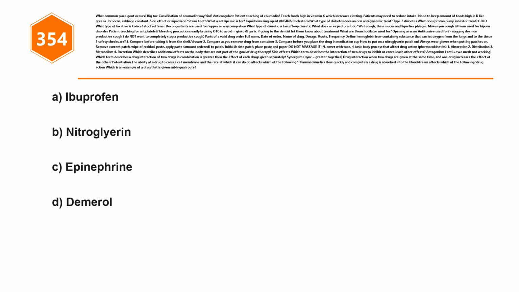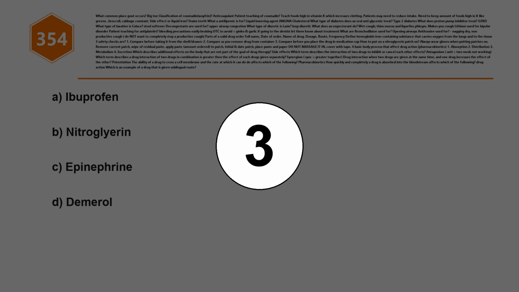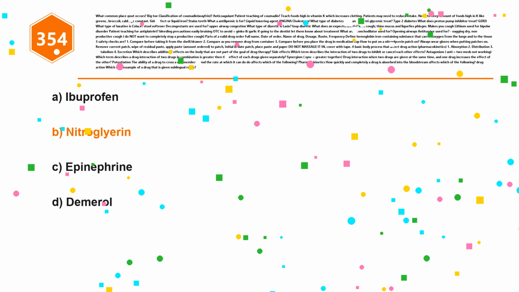Potentiation. Which term describes the ability of a drug to cross a cell membrane and the rate at which it can do so? Pharmacokinetics: how quickly and completely a drug is absorbed into the bloodstream. Which of the following is an example of a drug given by sublingual route? Option A, ibuprofen. Option B, nitroglycerin. Option C, epinephrine. Option D, Demerol. The correct answer is option B, nitroglycerin.